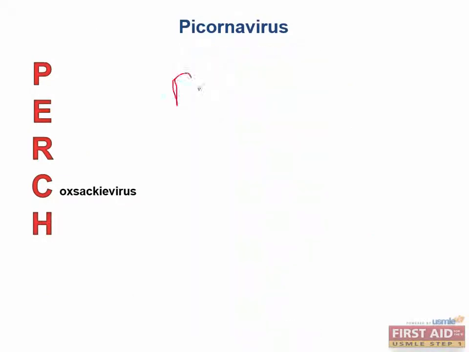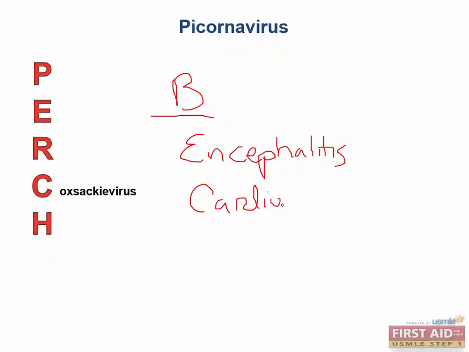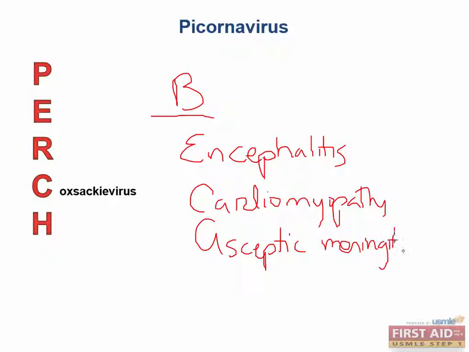Coxsackie B virus is responsible for causing an encephalitis, causes cardiomyopathy, and it causes that aseptic meningitis. It is actually one of the most common causes of congestive heart failure in young people when causing this cardiomyopathy. So as we can see, Coxsackie virus can manifest in many different ways.